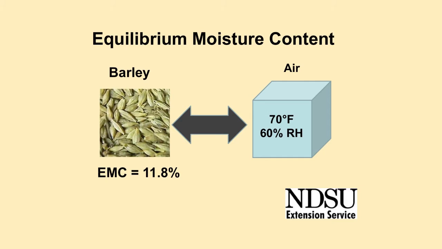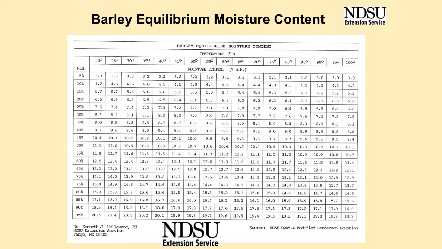The EMC, or equilibrium moisture content, of barley is 11.8% for air at 70 degrees and 60% relative humidity. The recommended malt barley storage moisture content is 12%. There is a table on my website that lists the equilibrium moisture content for barley at various temperatures and relative humidities. Do a search for North Dakota State University grain drying and storage. The table is in the publications section of the website.